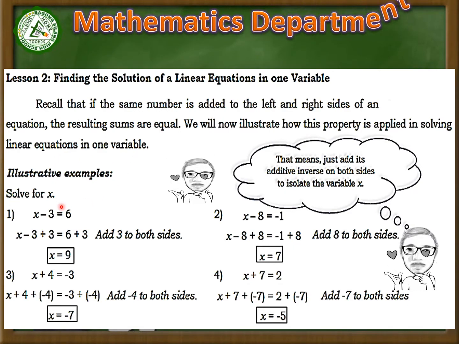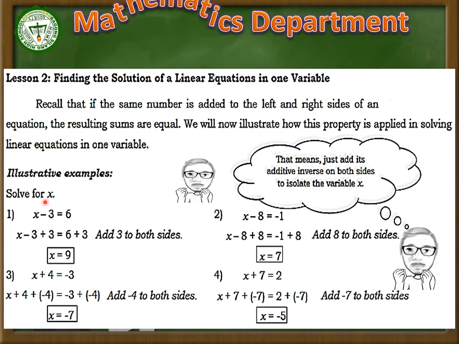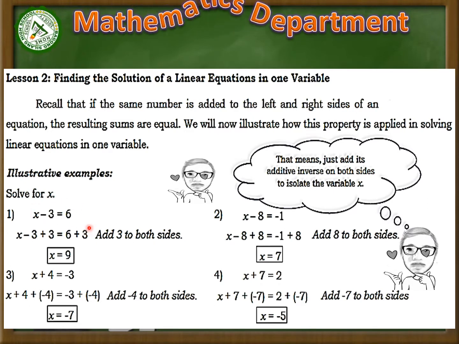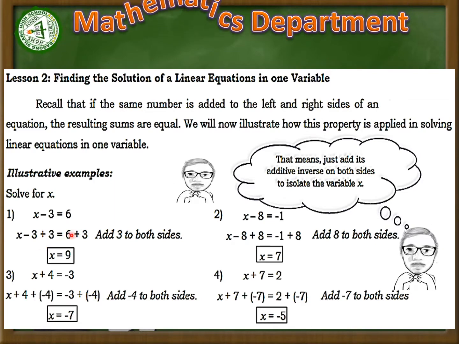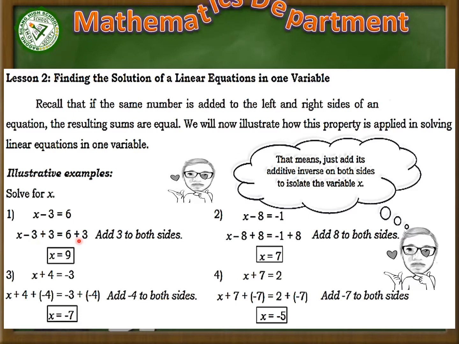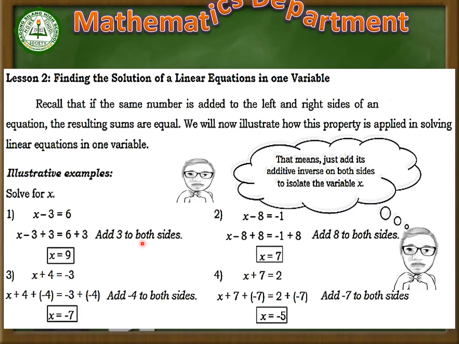Solve for x. x minus 3 equals 6. What will be the value of x to make that statement true? By applying properties of equality, like the addition property of equality, x minus 3 plus 3 equals 6 plus 3, by adding 3 on both sides.